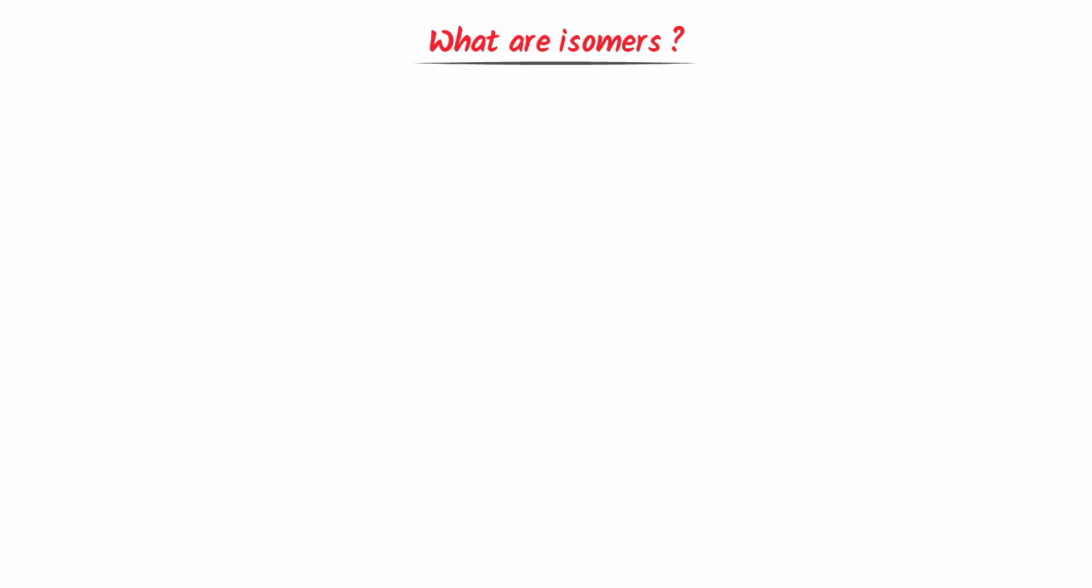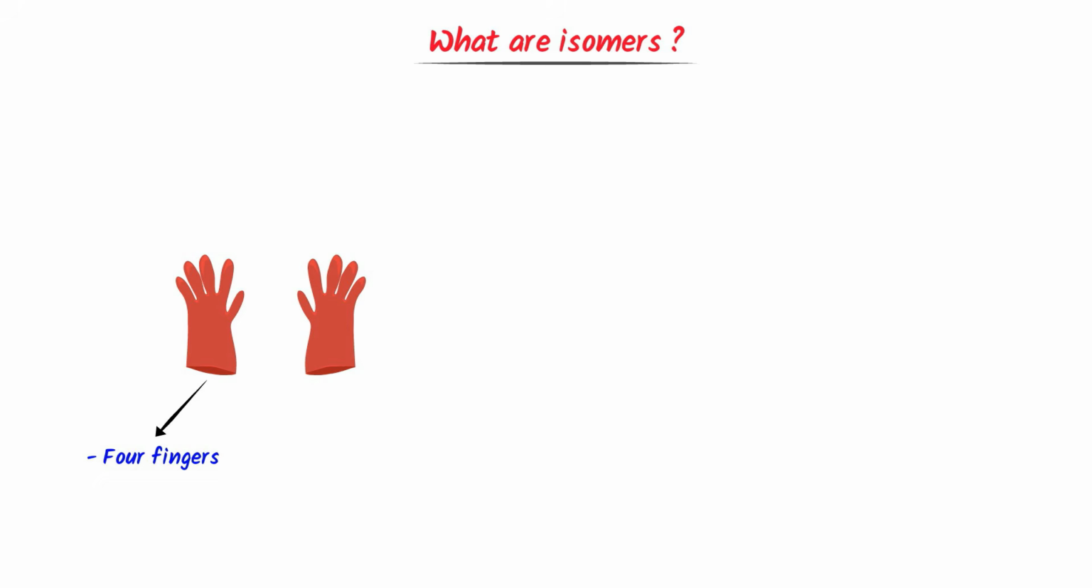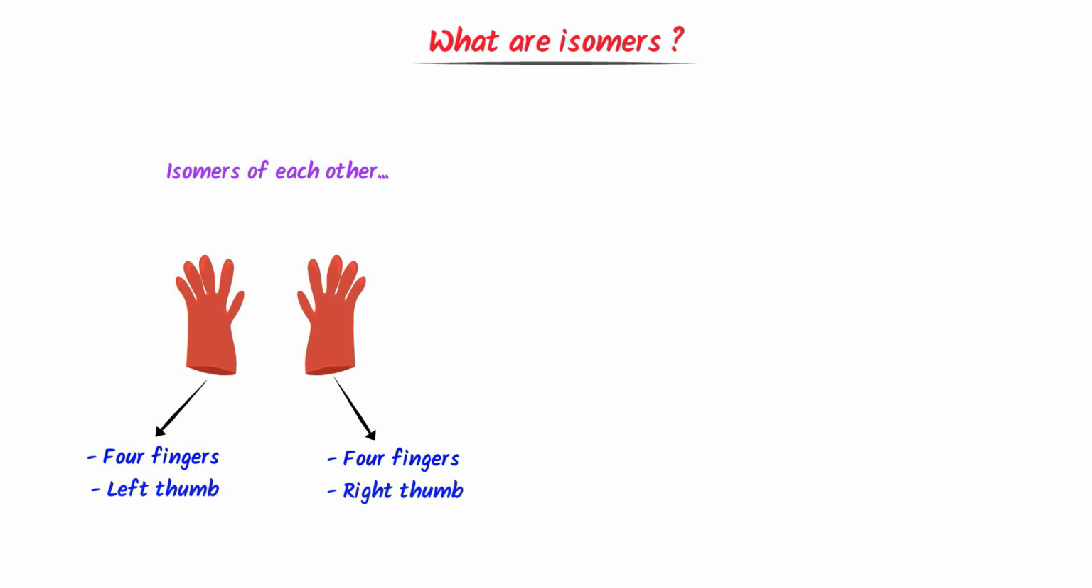Now what are isomers? Well, I always teach this simple analogy. Consider these gloves. We know that this glove has 4 fingers and it has one left thumb, while this glove has also 4 fingers and it has one right thumb. I say both the gloves have 4 fingers and a thumb, but they have different arrangement. Now listen carefully. Gloves are isomers of each other because they have same number of fingers and different arrangement.